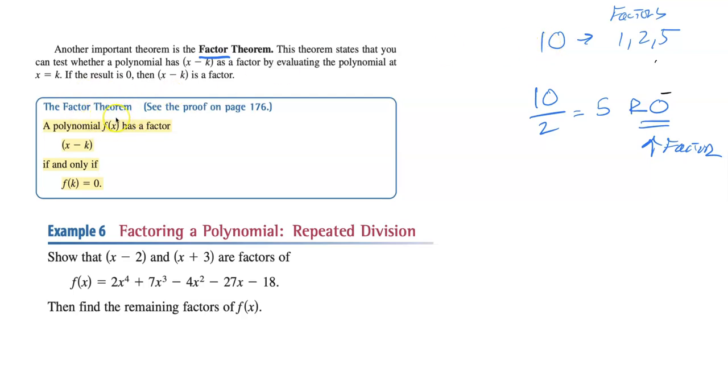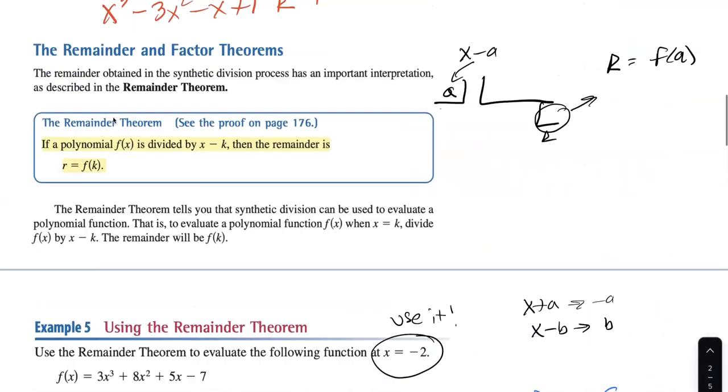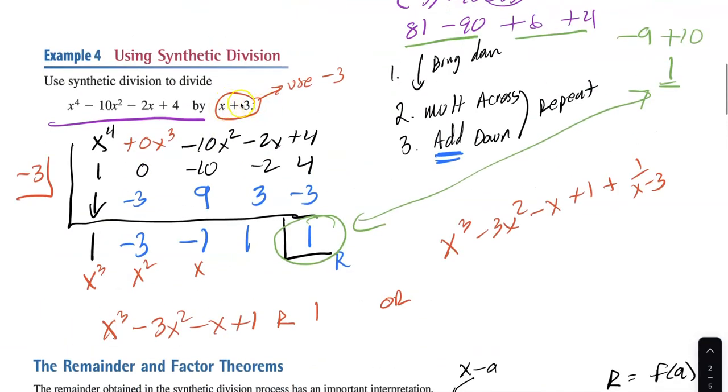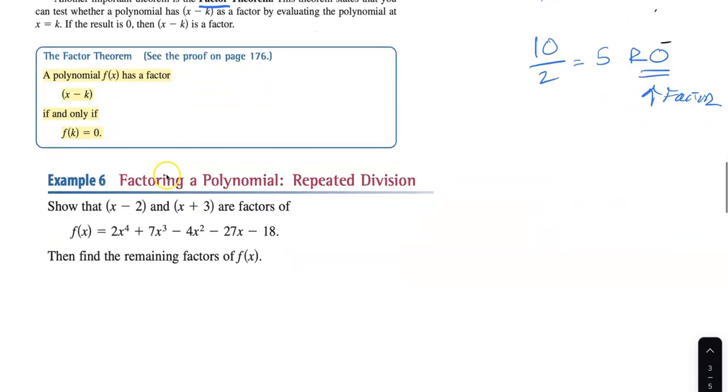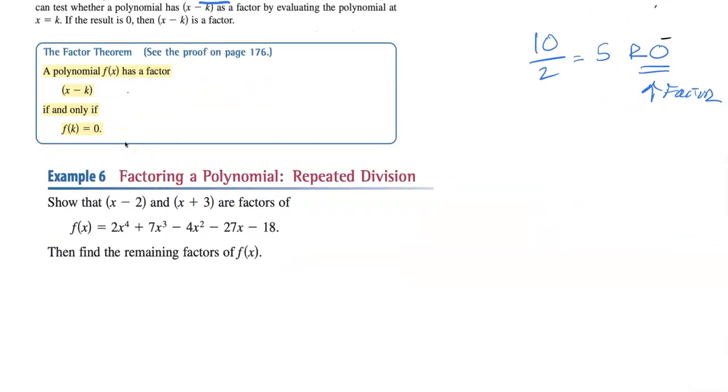That's all the factor theorem is saying. If you divide by x plus 3 and you happen to get a 0, we got a 1, so it's not a factor. This is not a factor. But if you get a 0, that guy's a factor. So that's the factor theorem. That's what this is saying, right? If you divide by x minus k, and you get a remainder of 0, or you plug it in and you get equal to 0, then that means that this guy is a factor.